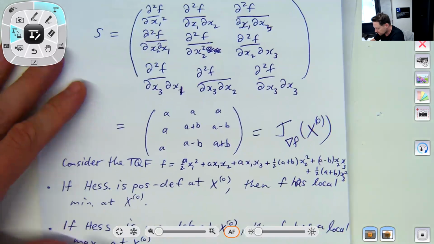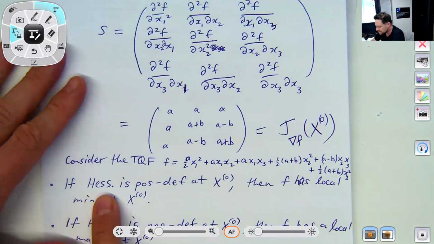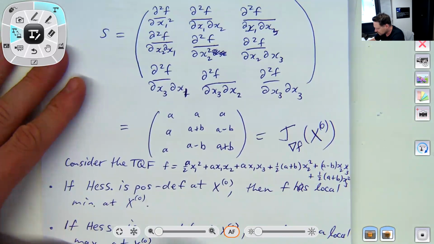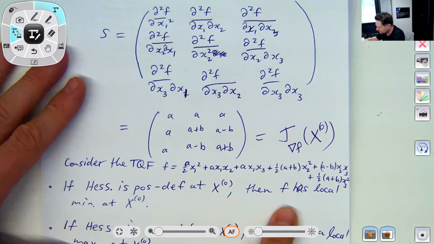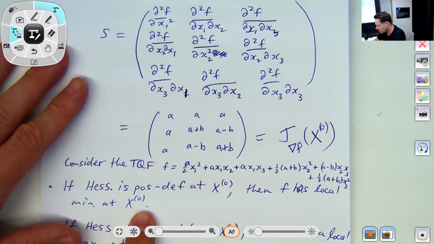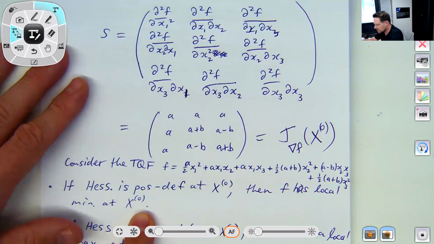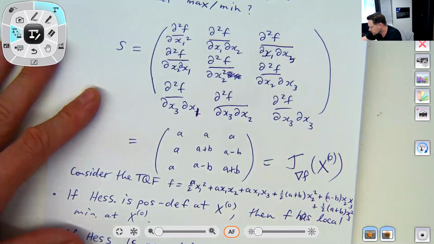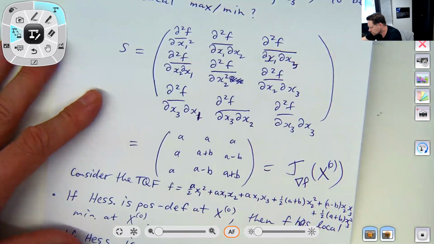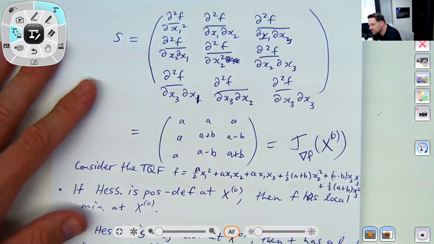So first, if a Hessian is positive definite at x superscript 0, then f has a local minimum at x superscript 0. Now, have we defined that already? I think we did in the earlier questions. I'm pretty sure I did, but let me know if I didn't.